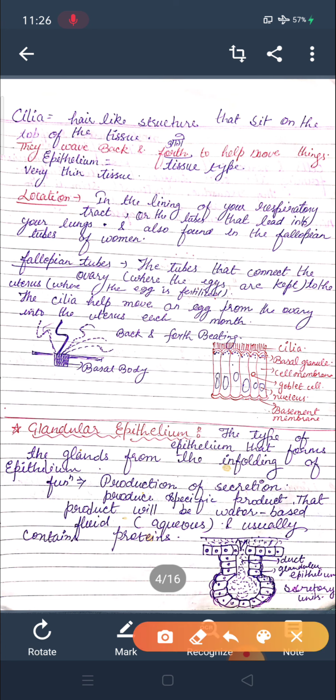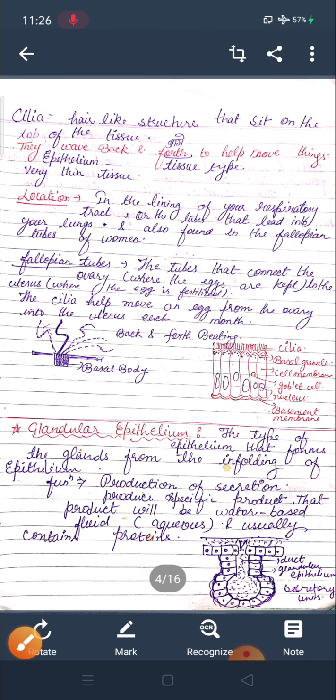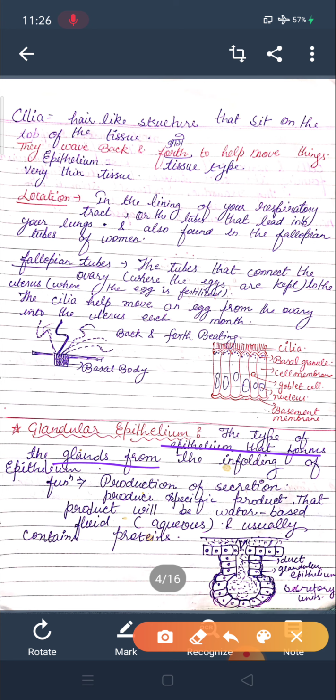Now let's move towards the next type of epithelium tissue, that is glandular tissue. As you already understand this word, glandular, it is made up of glands. Those tissues which are forming the glands are made up of glandular epithelium tissues. The type of epithelium that forms the glands from the enfolding of epithelium.